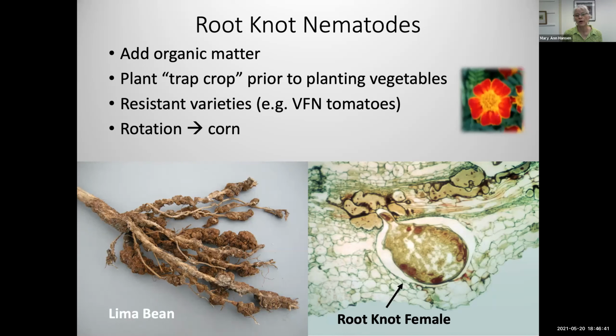And rotation to corn can also be useful. Corn can get root knot nematode, but it doesn't really. The one it gets is not found in Virginia commonly. So you could rotate to corn, and then the pathogen wouldn't be able to infect the roots. So those are some options if you get a diagnosis of root knot nematode in your garden.